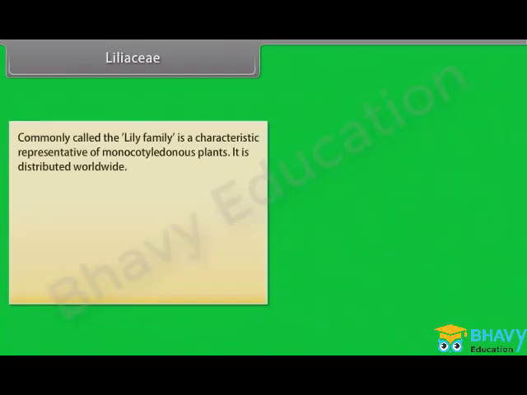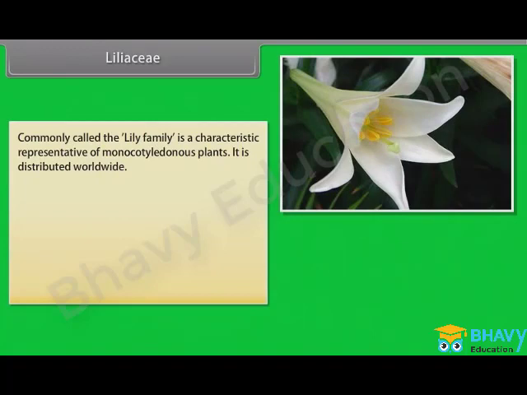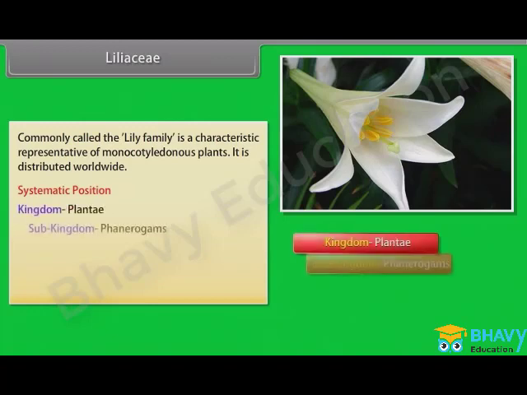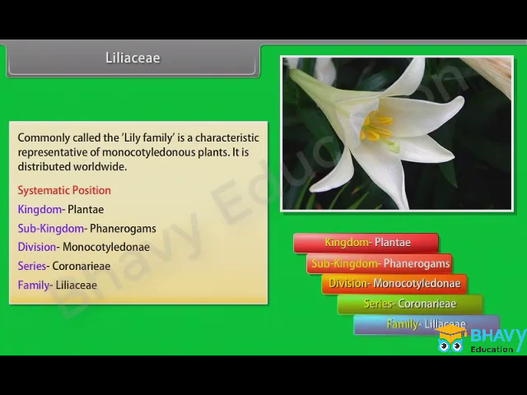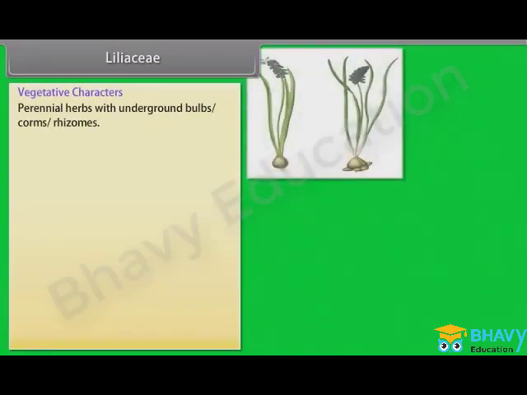Liliaceae, commonly called the lily family, is a characteristic representative of monocotyledonous plants. It is distributed worldwide. Systematic position: Kingdom Plantae, Subkingdom Phanerogams, Division Monocotyledonae, Series Coronarieae, Family Liliaceae. Vegetative characters: perennial herbs with underground bulbs, corms, rhizomes, leaves mostly basal, alternate, linear, exstipulate with parallel venation.